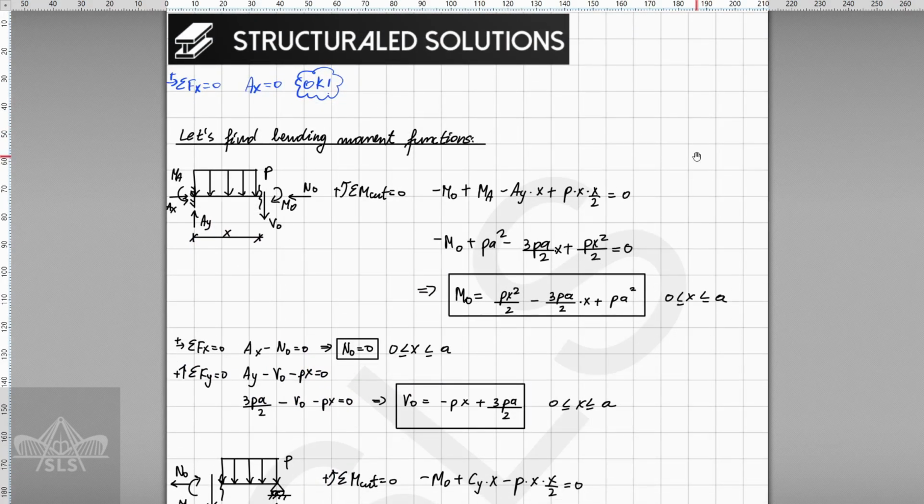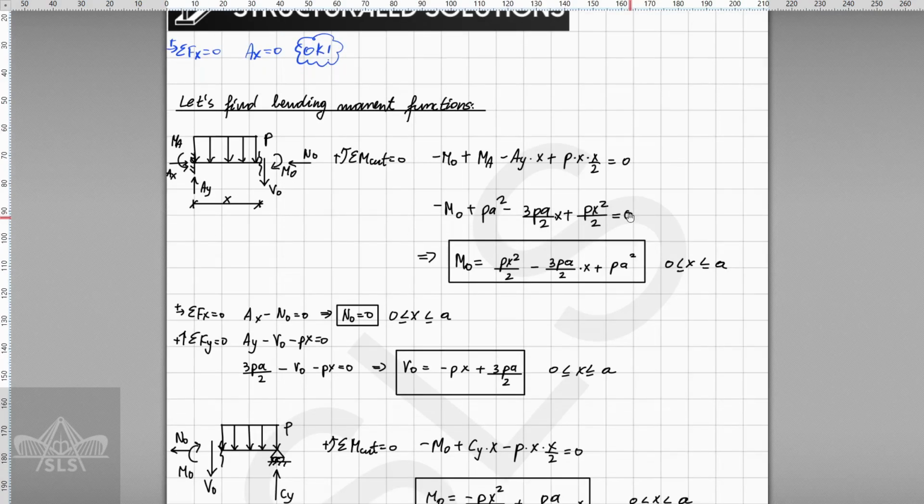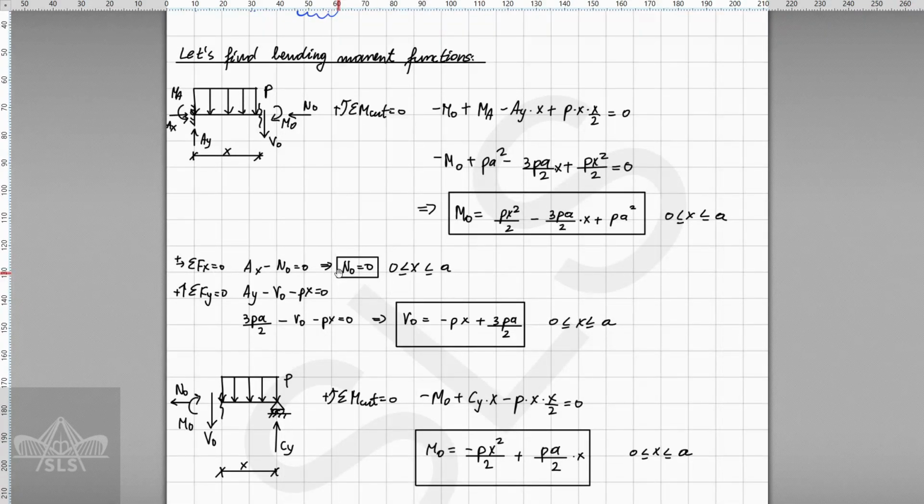Next, we have to determine the functions where we do have discontinuities on our beam, and it's up to us to decide how we are going to take the cut section. For this problem, I decided to go with this cut from the right side, and then we use the equilibrium equations from the point where we cut, and we determine those functions for bending moments, axial forces, and shear forces as shown here for this first part of the cut.